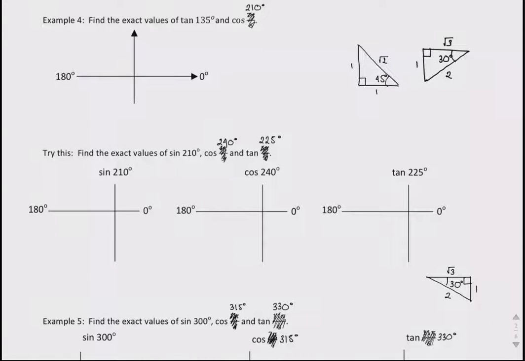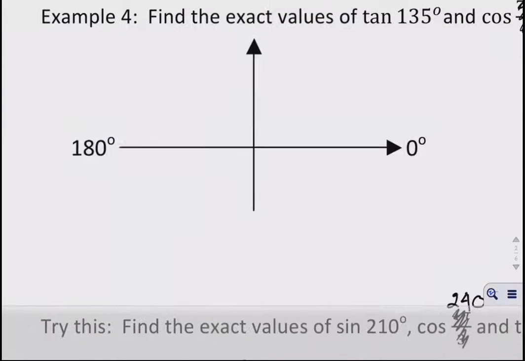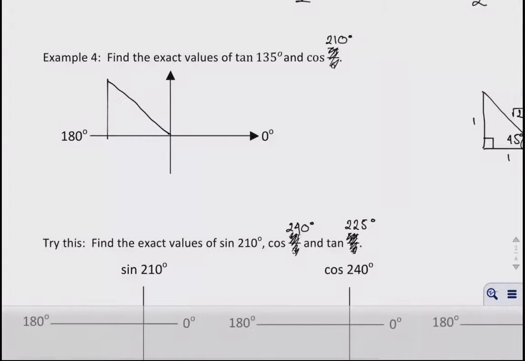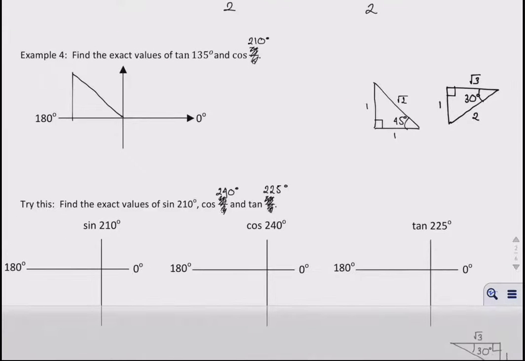We're looking at example number 4 now, and we want to find the exact values of tan of 135 and cosine of 210. So 135 degrees, if I look at my plane, is going to lie somewhere right about here. So it's 90 plus 45 degrees, so I'm looking at that angle there. Now what I've done is, here at the side, I've drawn my 45, 45, 90 triangle. What I'm going to do is, again, superimpose it onto my plane.